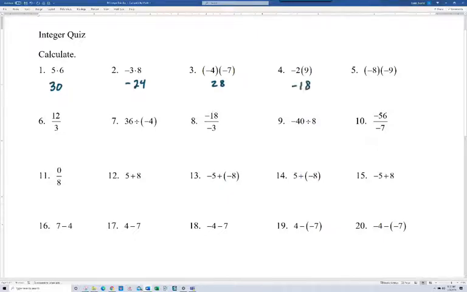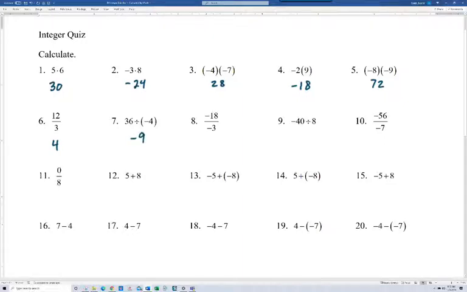Number 4, you should get -18 because those are opposites. And number 5, -8 times -9 is 72. Now the good news, if you know the rules for multiplication, the rules are the same for division. So on number 6, we're dividing two numbers that have the same signs. 12 divided by 3, you're going to get 4. On number 7, you're dividing 36 by -4. So we're dividing opposites. We're going to get -9.